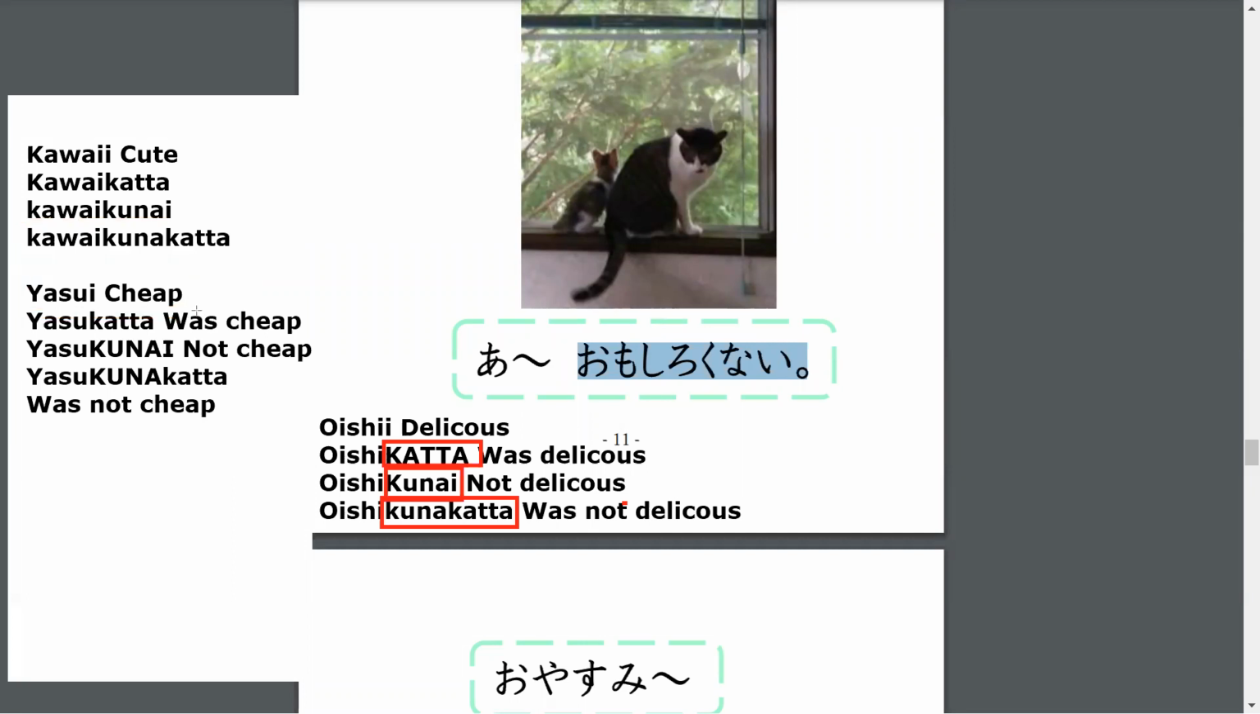Yasui is for cheap, but if you want to make it past, was cheap, you drop the i then attach katta. Was cheap. Yasukunai, we drop the i adding kunai, it means not cheap. Then yasukunakatta, what we have here is was not cheap. Simple, by copying yasukunai, then we drop i and we add katta.